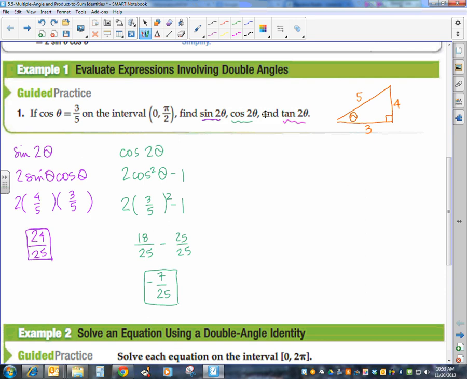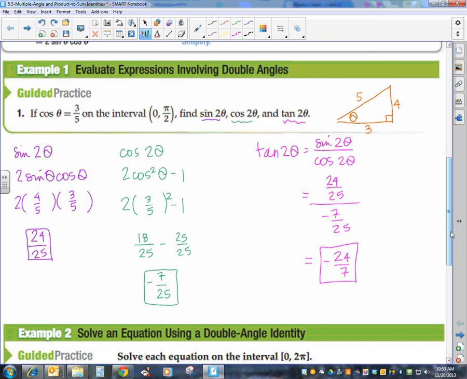Now on this last one, we have a tangent double angle. Sometimes it's not the best to use. Keep in mind that tangent of any angle is equal to the sine of that angle over the cosine of that angle. So if you've already calculated it, sine was 24 over 25, and the cosine was negative 7 over 25, making my tangent equal to negative 24 over 7. So sometimes, don't make it hard, but if you have any difficulty, then that's something else you can use, or use your double angle formula.